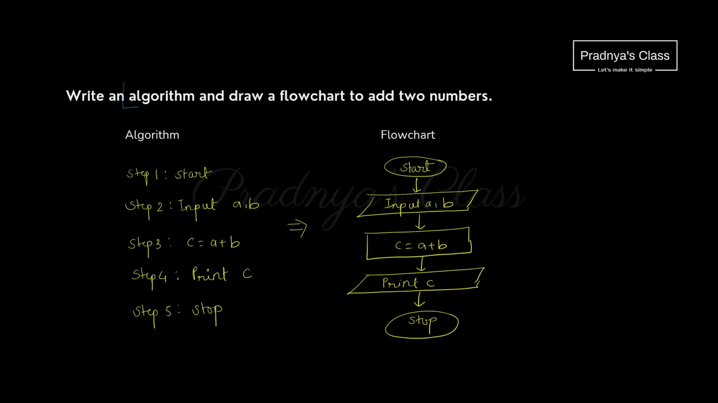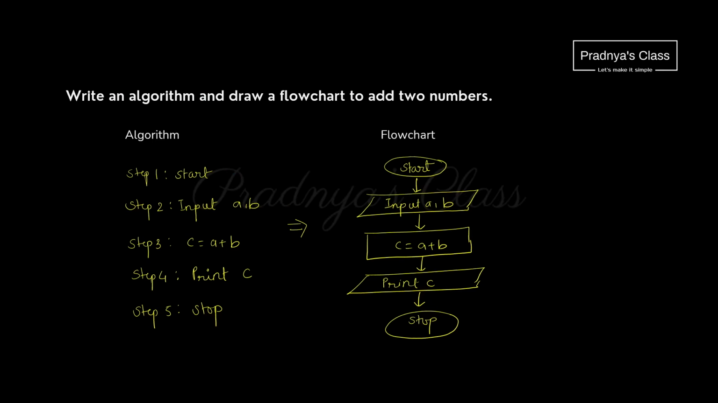To understand how to write an algorithm and how to draw a flowchart, let's consider one simple example. Our problem is to add two numbers. So here are the steps to find the solution. Always the first step will be start and the last step will be stop. We follow the principle of input, process and output. So here is the input. We need two numbers. The next step is the processing step. We are adding them. And the final step is output. We are printing the result.